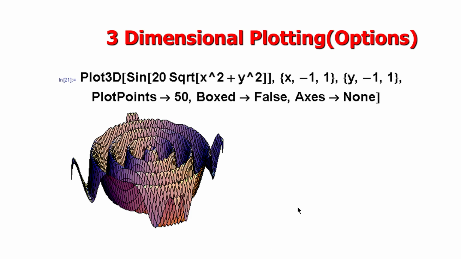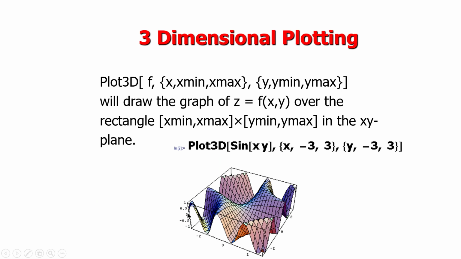Further options are there. Like you are finding the 3D plot of sine of 20 square root of x squared plus y squared, but the values of x are from -1 to +1. Similarly, from -1 to +1 is the value of y, but you want to plot 50 points, so you write 50. Similarly, you can see here this 3D plot is bounded by this square box, this cube or box.